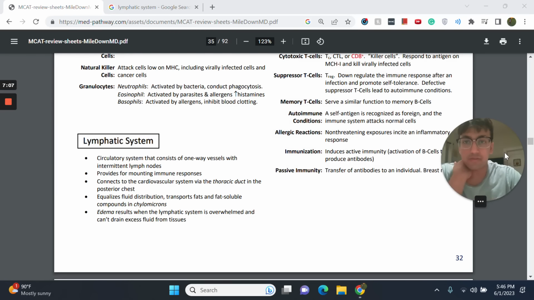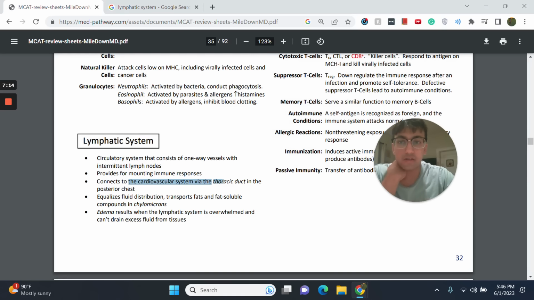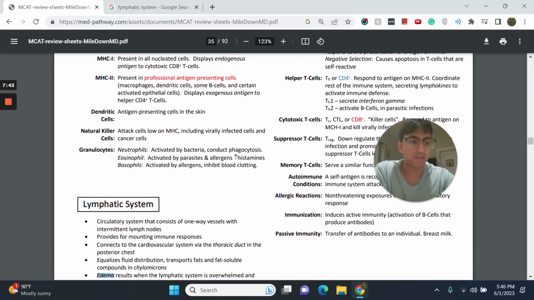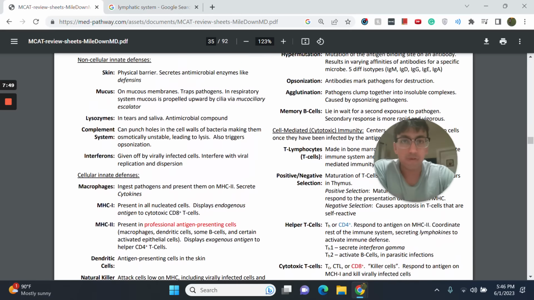So the lymphatic system is really important for the immune responses, and it connects to the cardiovascular system via the thoracic duct in the posterior chest. In the back of your chest, you have the thoracic duct. It equalizes the fluid distribution and transports fats, fat-soluble compounds, and chylomicrons. Sometimes when the lymphatic system is overwhelmed and can't drain the excess fluid from your tissues, you'll have edema, which means fluid swelling. Your arm or legs might get really big because there's fluid buildup.